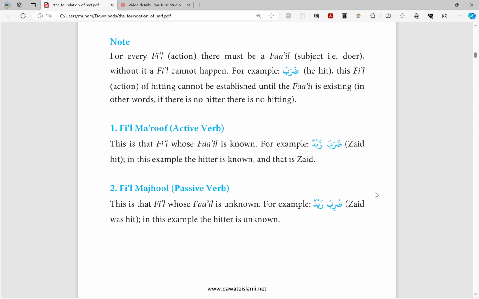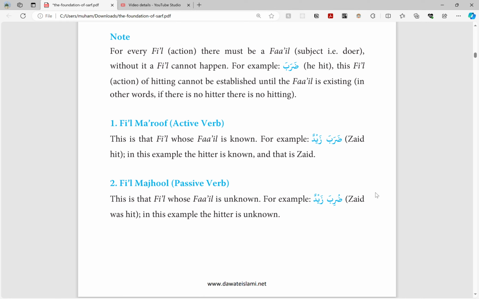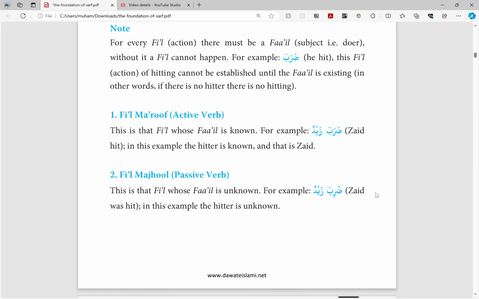So let's look at what fi'l ma'ruf and fi'l majhul are and how they connect to a fa'il. Fi'l ma'ruf is that fi'l whose fa'il is known. For example, daraba zaydun, Zayd hit. In this example, we know that Zayd is the one doing the hitting. So we know who the fa'il is, we know who the doer of this action is.